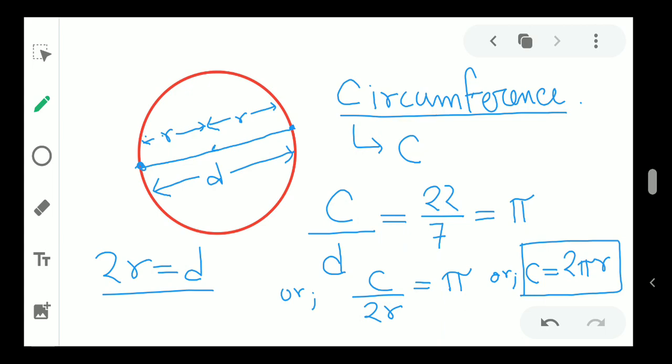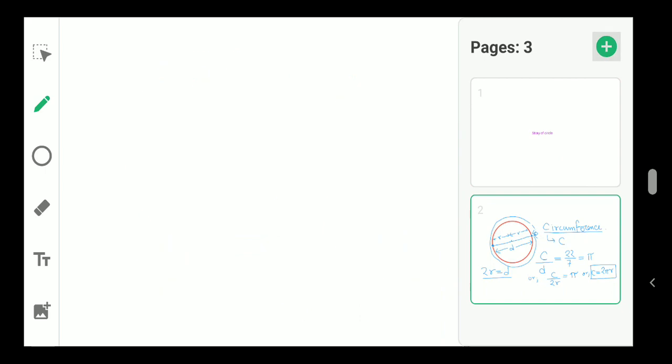Okay, so this was the previous class's topic. That means if you walk from this place and complete the walk throughout the circle, and come here again, then the total length that you will cover is this circumference c, which is your 2 pi r. Now this was the method of measuring the perimeter of any circle.